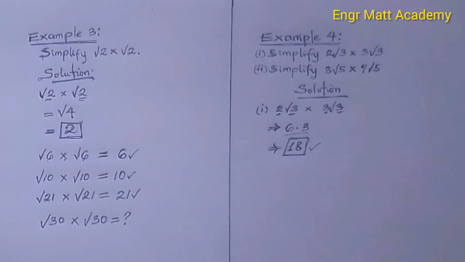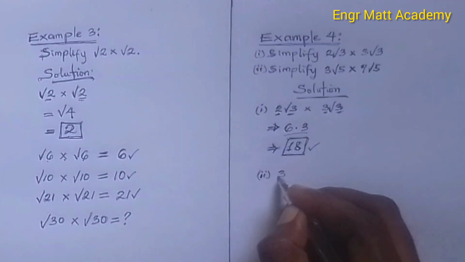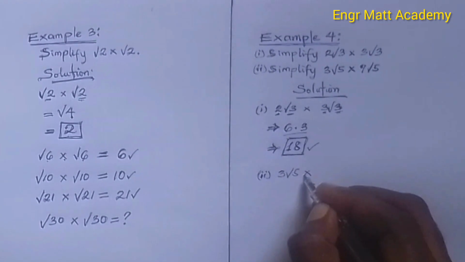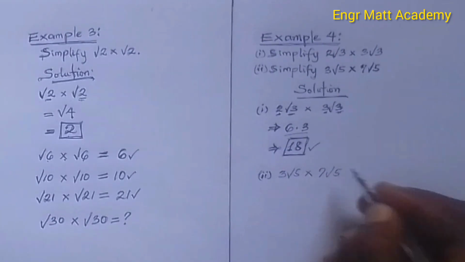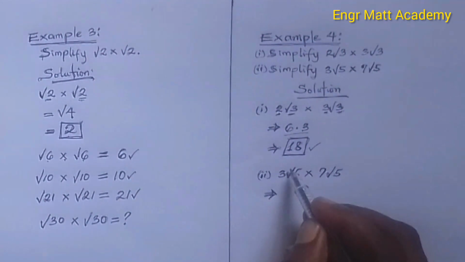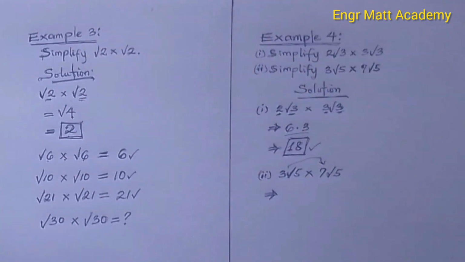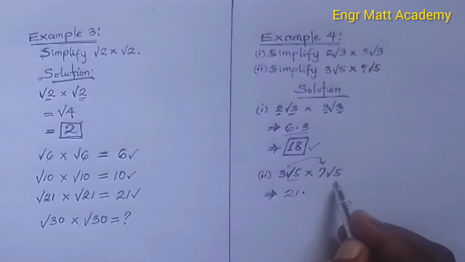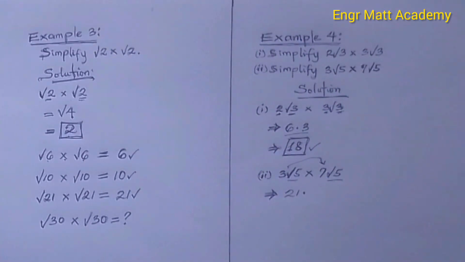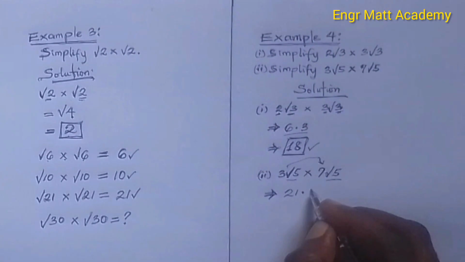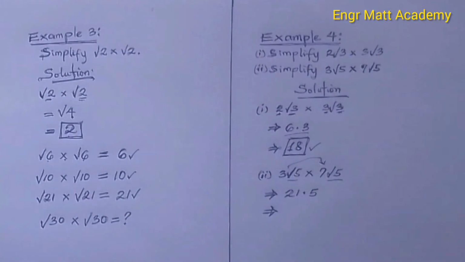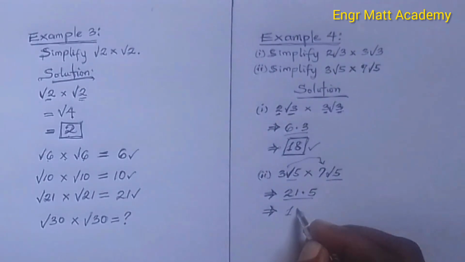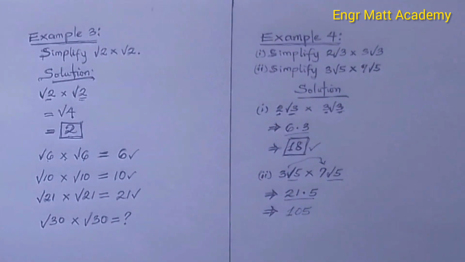Let us go straight to the second problem. We have 3 root 5 times 7 root 5. The coefficients 3 will multiply 7. So we have 21 times root 5 multiplying itself. We do what? We discard the root sign and take 5. That means we now have 21 times 5, and that will give us 105. This becomes the final answer.